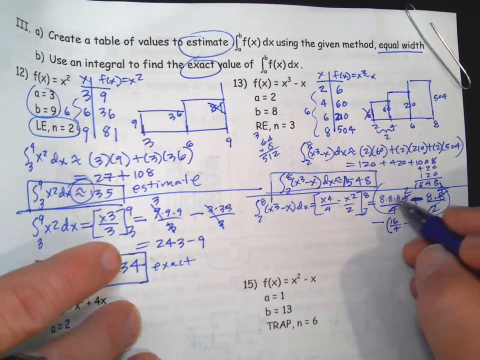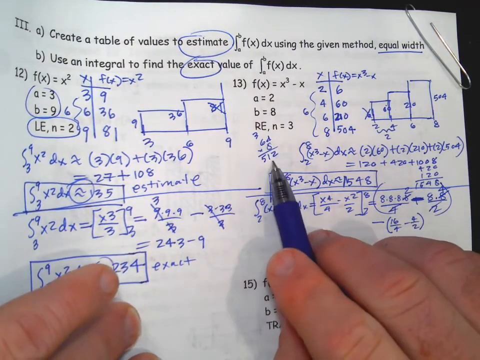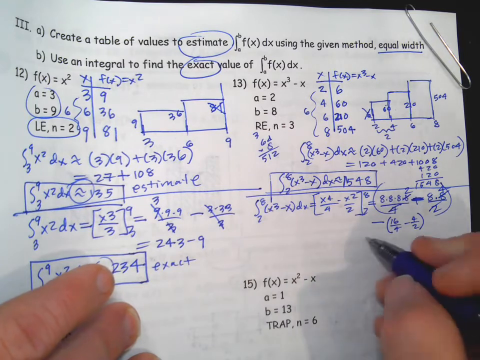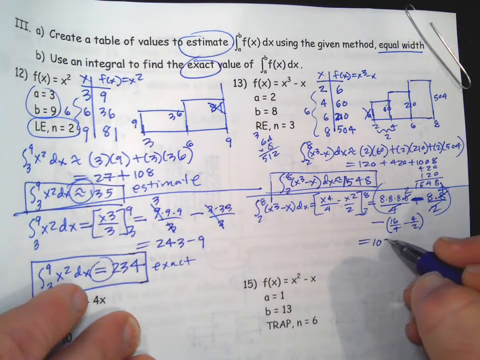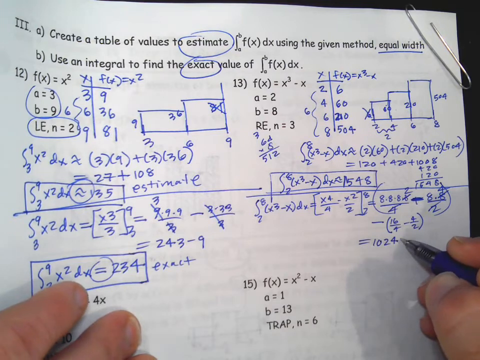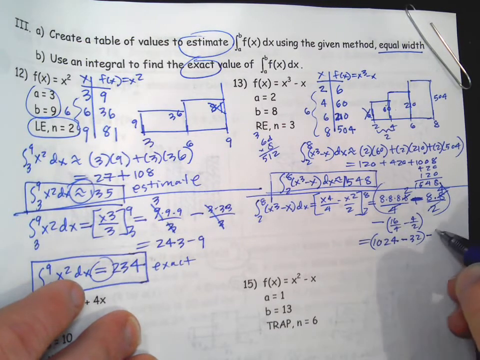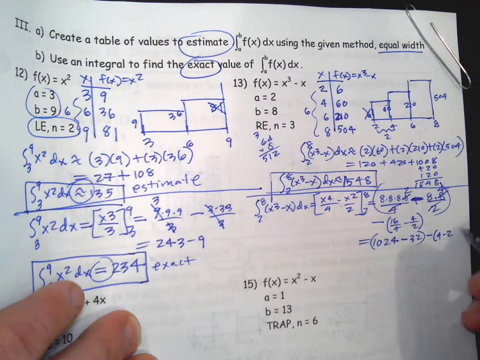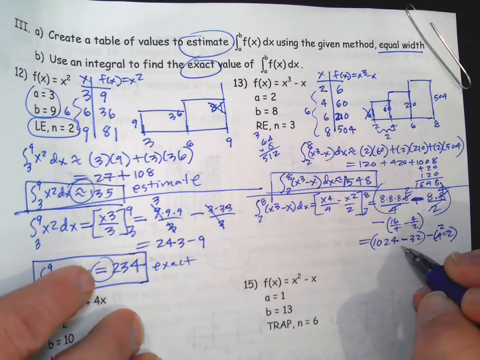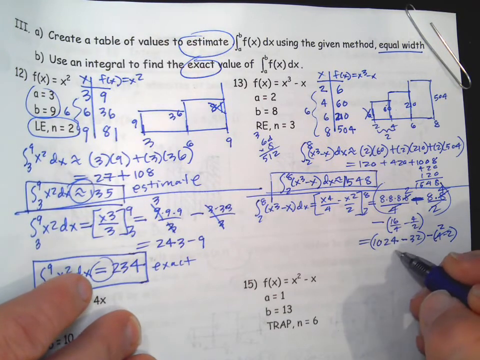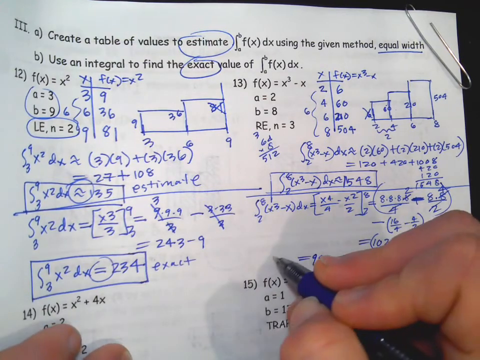Okay, this is going to be a big number. 8 times 8 is 64. 8 times 64 is 512. Times another 2 is 1024. Minus 32. Minus 4 minus 2. So now it's going to be 2. So I'm subtracting 34, so it's going to be 990. 990. That's the exact answer.